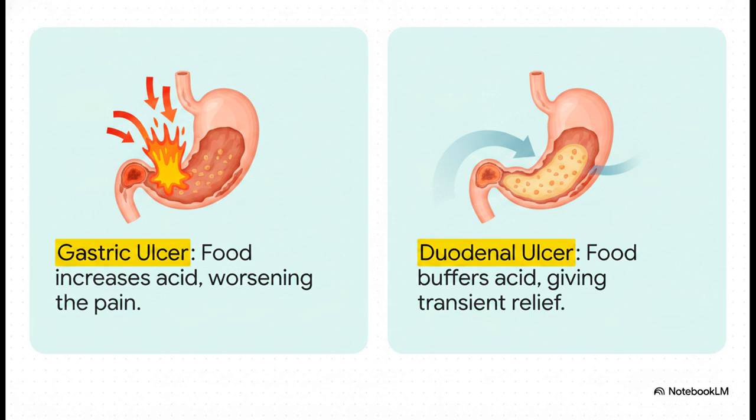With a gastric ulcer, eating food stimulates acid secretion, which immediately bathes the ulcer and makes the pain worse. But with a duodenal ulcer, eating food temporarily buffers that stomach acid before it empties into the duodenum, which actually gives the patient temporary relief. As you can see, the underlying physiology perfectly dictates the clinical symptoms.